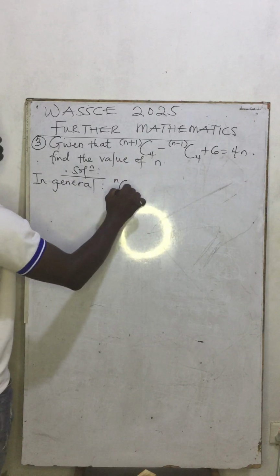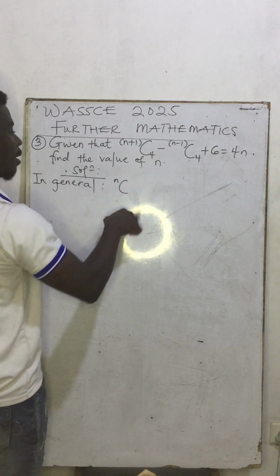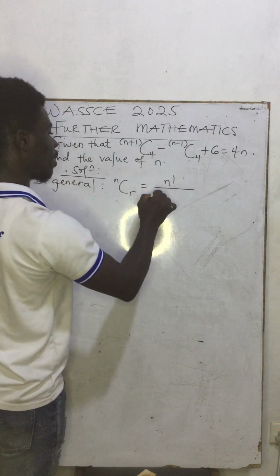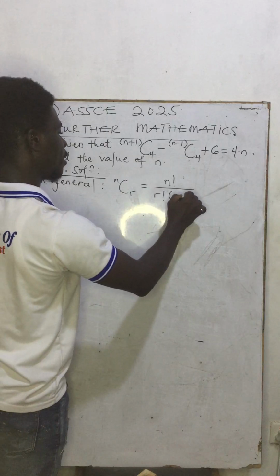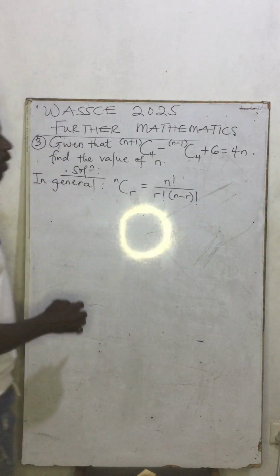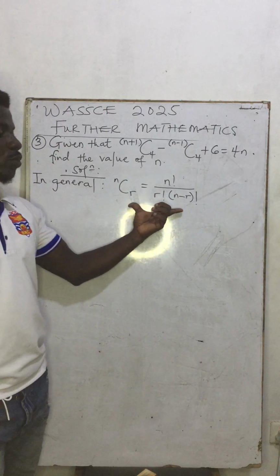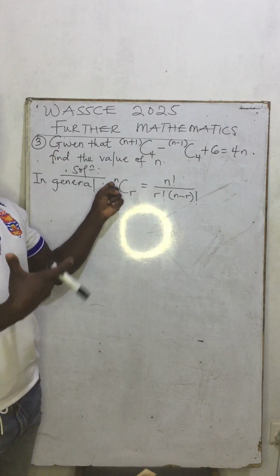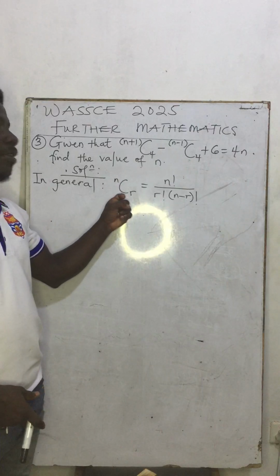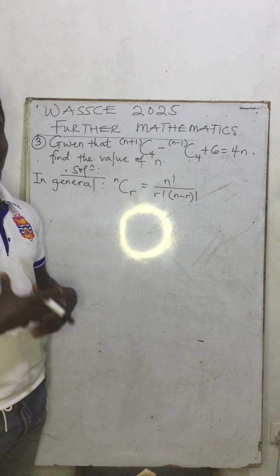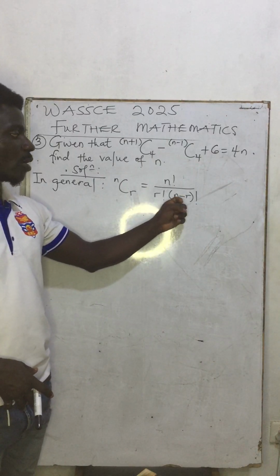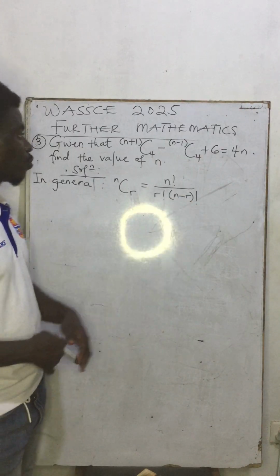In general, you can see that n combination r is equal to n factorial all over r factorial times (n minus r) factorial. So we have to note this formula, which means n different objects chosen r at a time is n factorial over r factorial times (n minus r) factorial.